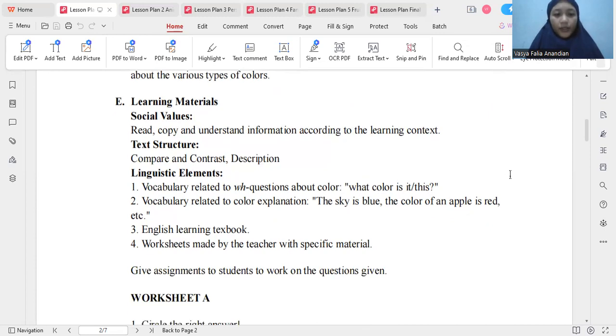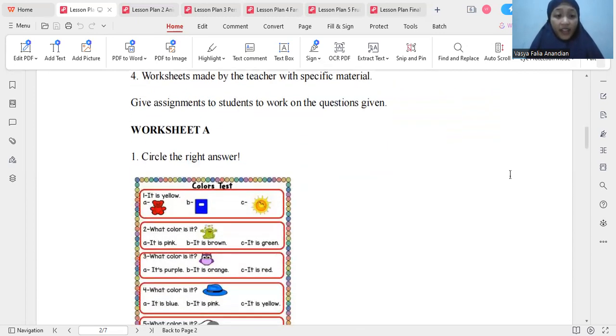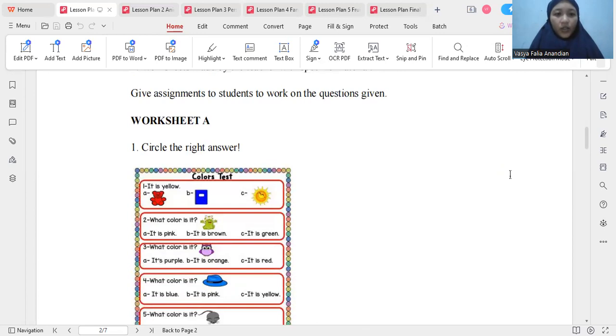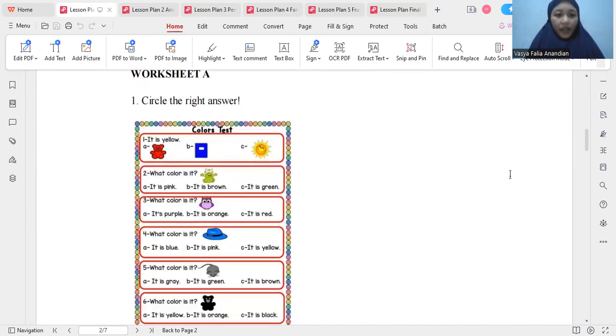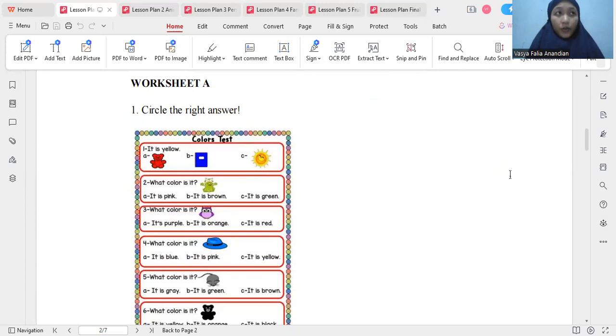So the materials of the worksheet are, first, worksheet A, circle the right answer. So the student will be given worksheets so they can circle the right answers. Like first, it is yellow. Choose the right answer A, B, or C between the choice and the pictures. Second, what colors is it? Is it pink? Is it brown? Or is it green?